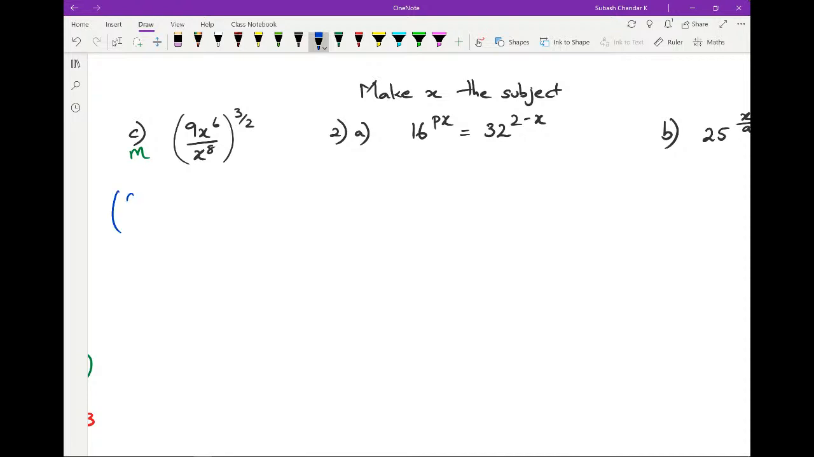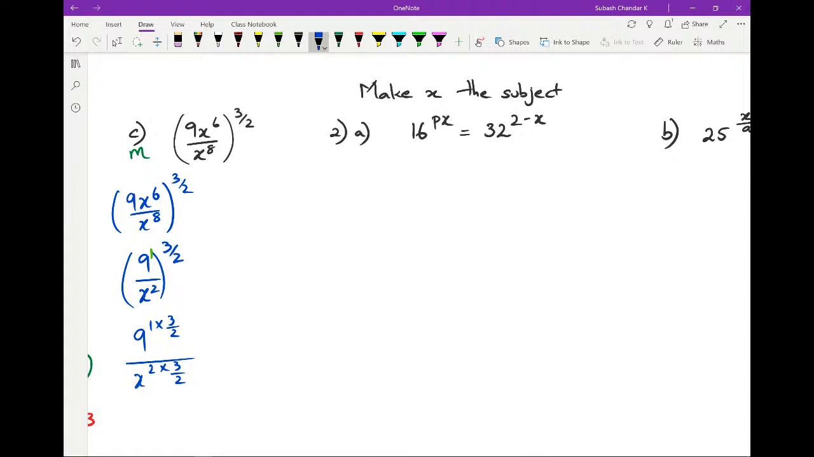The first method is, what I'm going to do is get rid of the x to the power of 8 first. If you think about it, I've got x to the power of 6 in the numerator and x to the power of 8 in the denominator. So then we're going to have 9 over x squared, and now this is raised to the power of 3 over 2. Remember that 9 has a power of 1 by itself, so when we take it out of the brackets, we get 9 to the power of 1 times 3 over 2, and x to the power of 2 times 3 over 2.